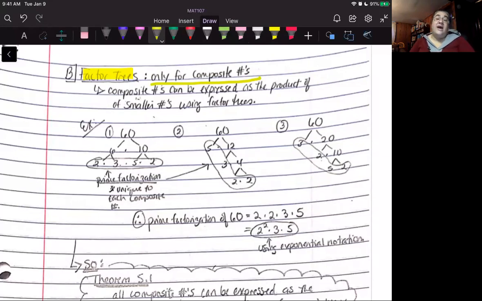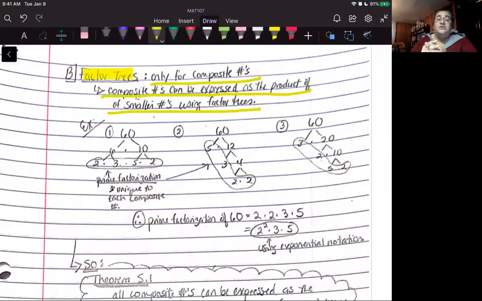But we can factor composite numbers. And we can do so, and here's the important part, all composite numbers can be expressed as the product of smaller numbers using factor trees. Now you already know that. You can take any number, come up with its factors, and express that number by saying it is the product of these smaller numbers that you multiply together.